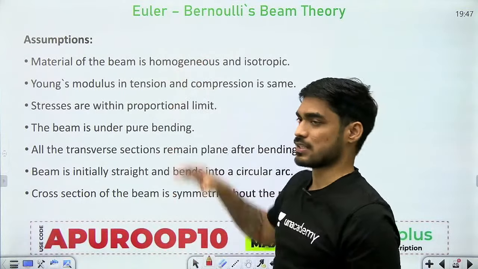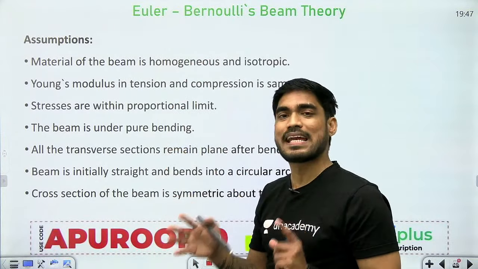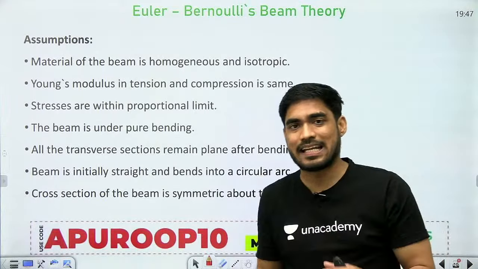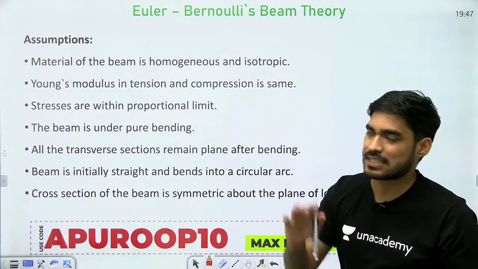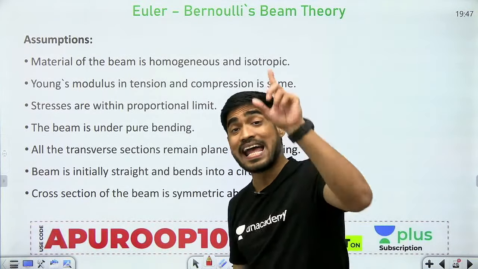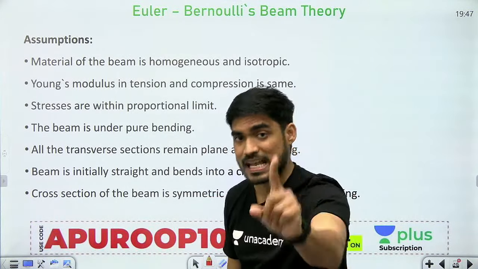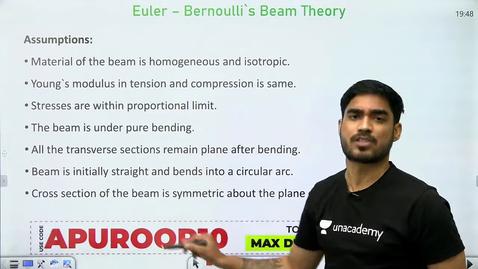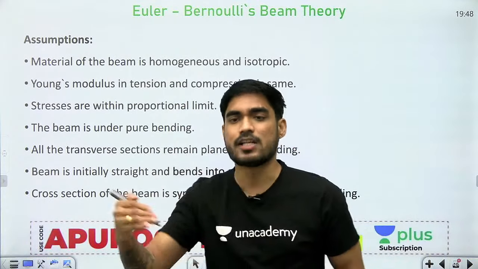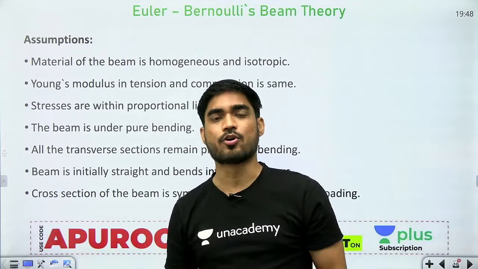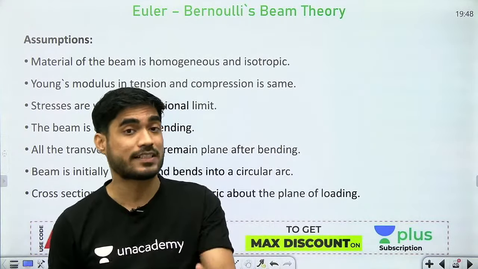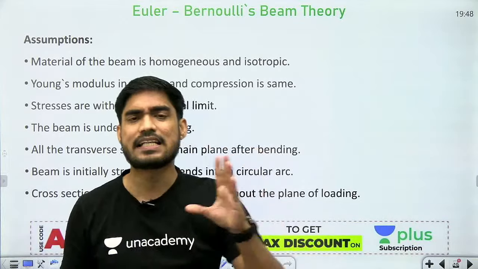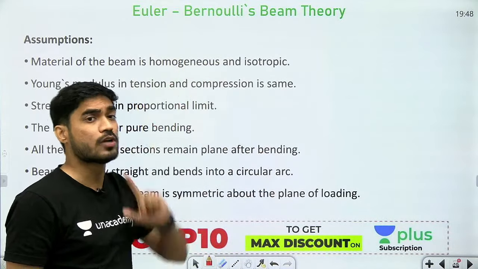Let's understand those assumptions, because without these assumptions you will not be able to understand how we derive the equation of bending. So to understand how the bending equation is derived and what theory is behind it, understanding these assumptions is very important. And these assumptions are very important from the exam point of view, because you will see a lot of theory questions based on these assumptions. What are the assumptions of Euler-Bernoulli's beam theory? What are the assumptions of pure bending theory? You will see many such 1 mark questions in different exams, not only in GATE, ESE, PSU exams. You will see these questions based on the assumptions of Euler-Bernoulli's beam theory.